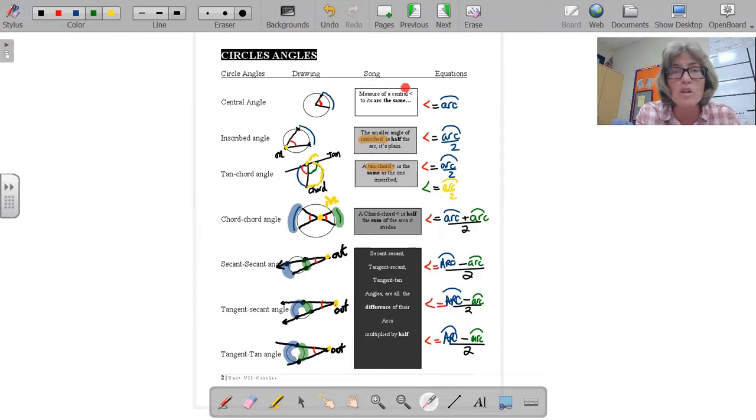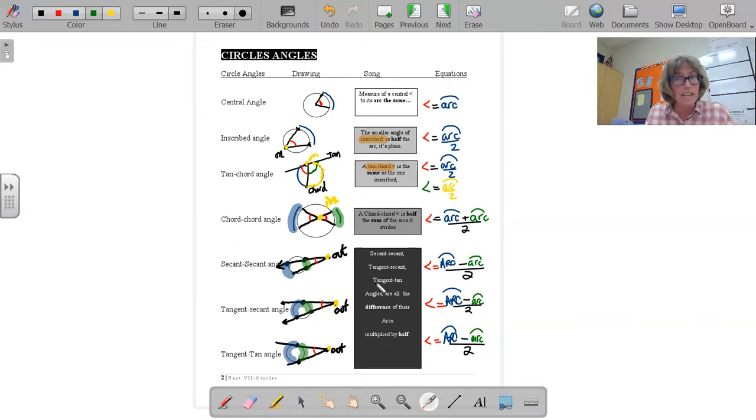Measure of a central angle to its arc the same. The smaller angle of inscribed is half the arc its plane. A tan chord angle is the same as the one inscribed. A chord angle's half the sum of the arc it strides. Secant, tangent, tan angles are all the difference of their arcs multiplied by half.